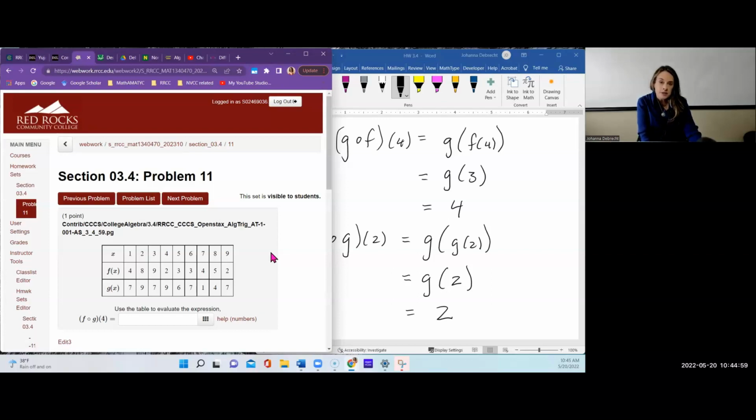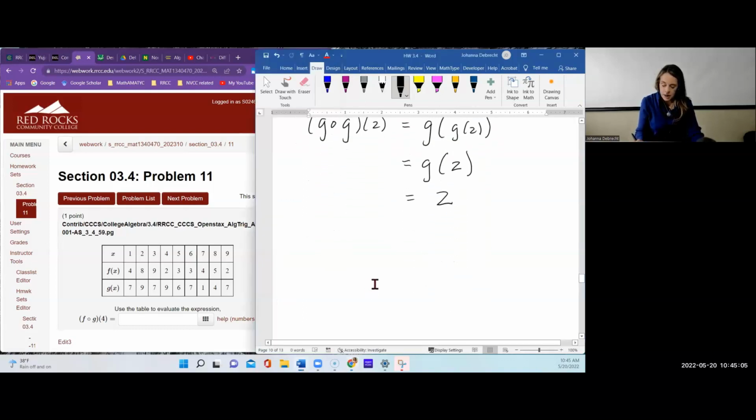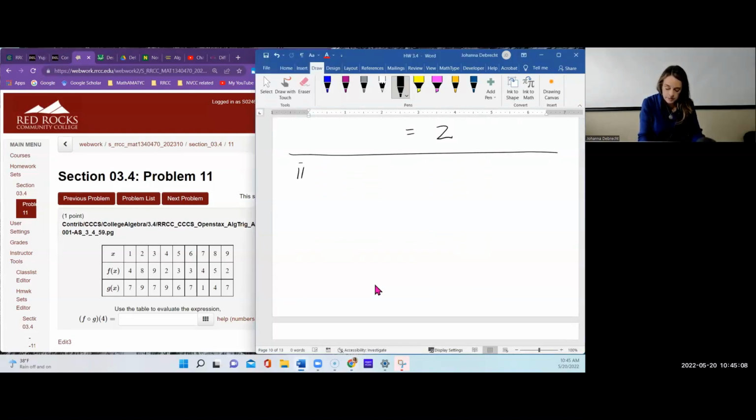Problem number 11 is also similar, but instead of using a graph, we're using a table. Let's take a look at how to apply what we've learned to the table form. In the table form, we have x here, which is the x coordinate for both the f function and the g function. They're listed in the same table, which is a little unusual. Why do you suppose they do that? Well, it's not to help the students, it's to save space. But it means that this x belongs to these y's under f, and this x belongs to these y's under g. We want to find f composed with g of 4.